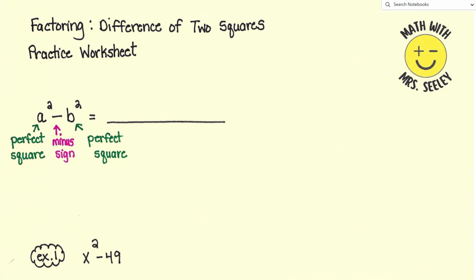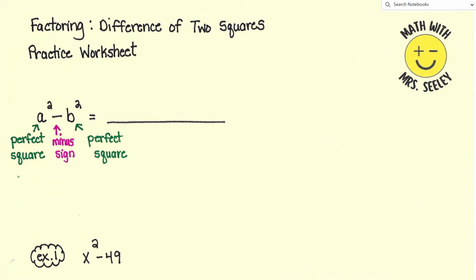When you're factoring a difference of two squares, this is the pattern that you're looking for. You want a perfect square in these two places, and you need a minus sign in the middle because minus is what difference means.